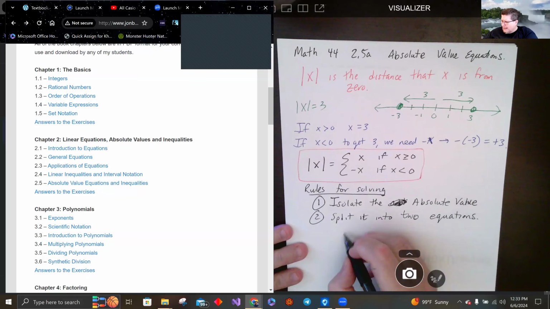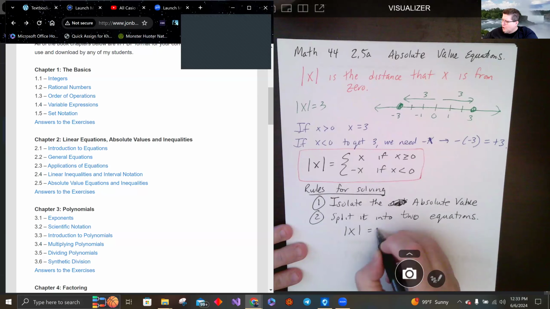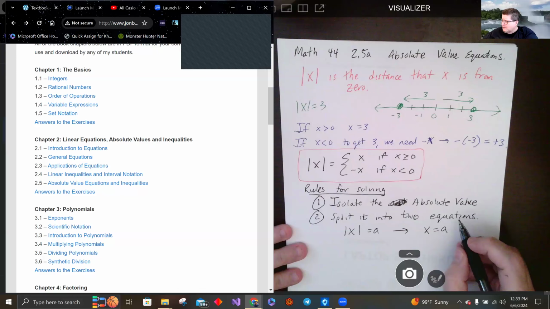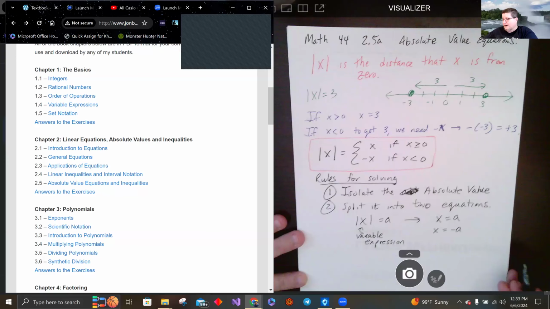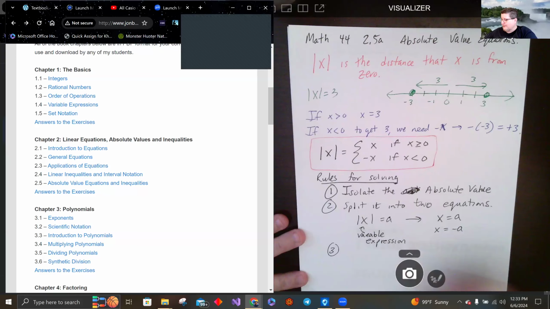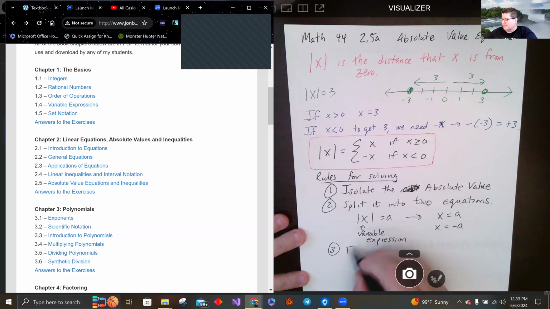If you ended up with absolute value of x equals a, x equals a, and x equals -a. And this might not just be x, it might just be a variable expression. So we may have to solve further. If it's a variable expression inside, we have to finish solving both equations.